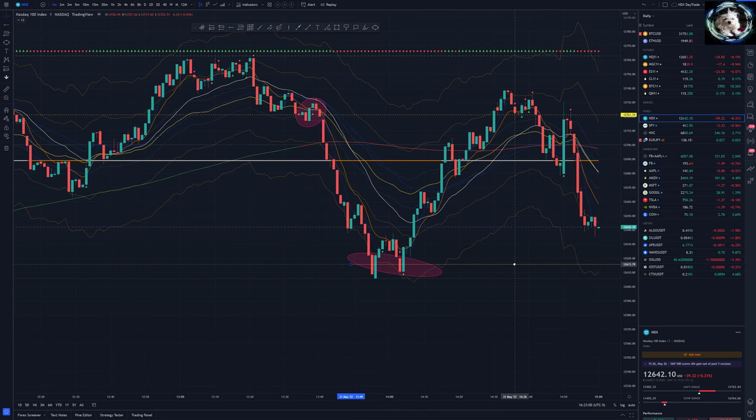What I'm really looking for on the 5 minute is, yeah, it might exceed that, but is it going to close above that and stay above it? And then is it going to go long from there? That's what I was saying in Discord.